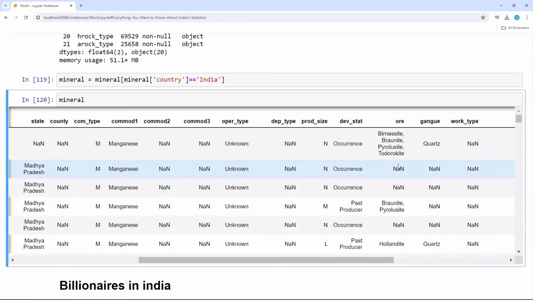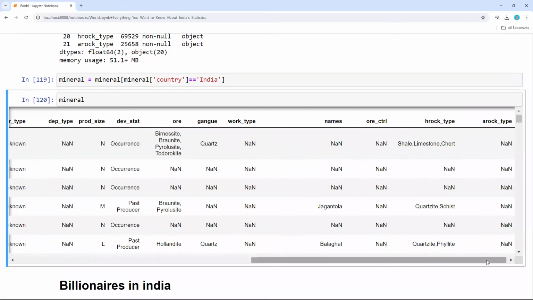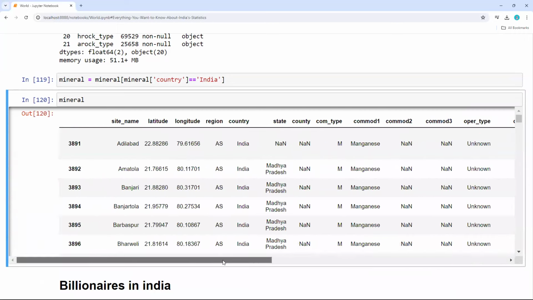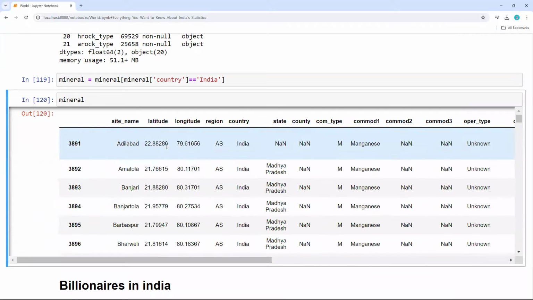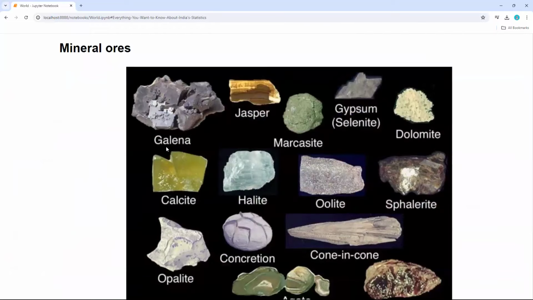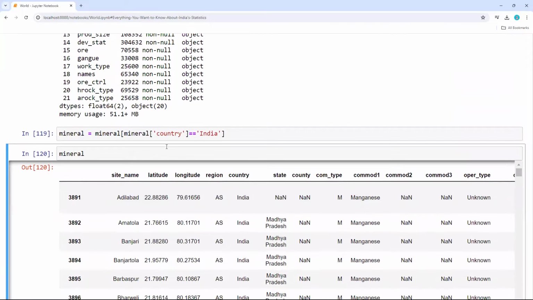This is about the ore mines. With site name, you can get the data about the sites where the ore is located and what kind of metals or materials we are extracting from those ores. This data set has those values. So this is how you can see the data about the ore minerals, the mineral production or mineral extraction from India.